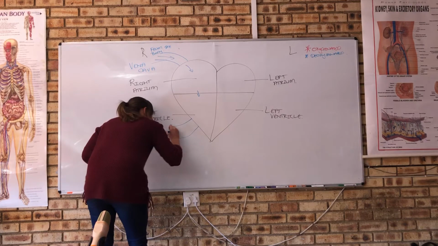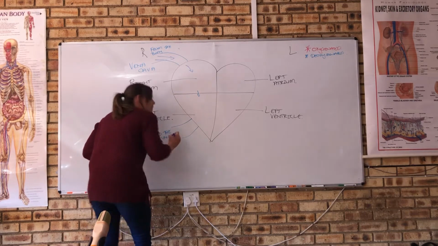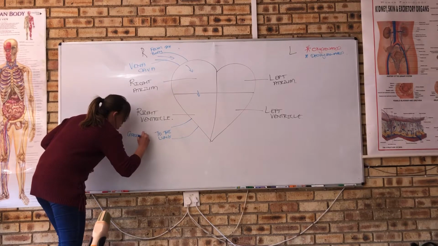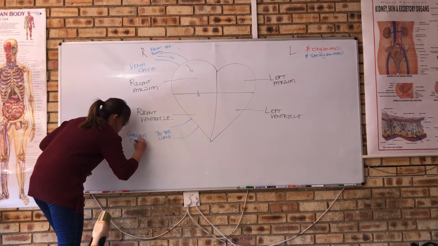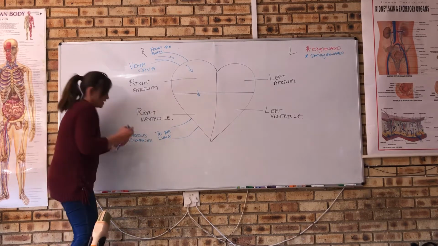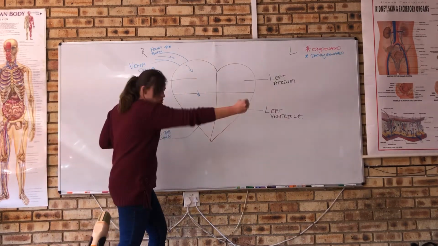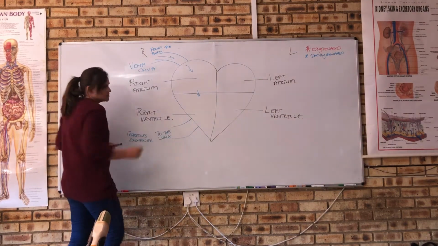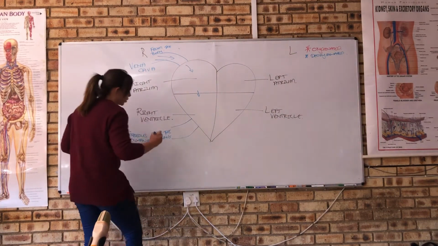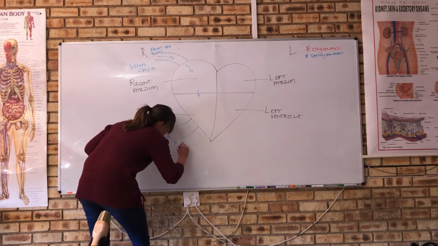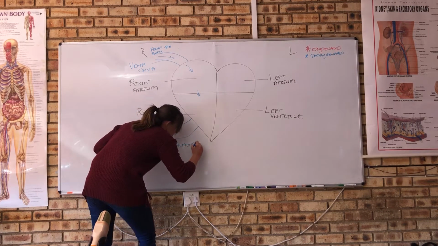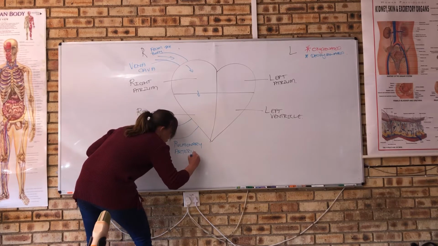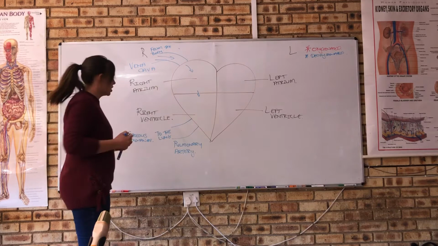To the lungs. And the purpose of going to the lungs is for gaseous exchange. In other words, it's going to exchange carbon dioxide for oxygen. So there's exchange, and that vessel there leaving the heart is called the pulmonary artery. Still in blue, carrying deoxygenated blood.